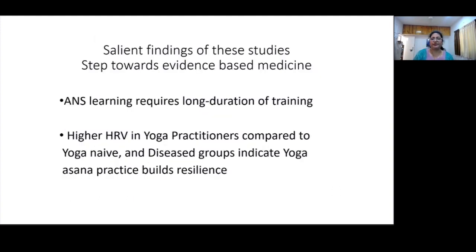2015. So the salient finding of all these studies, as I can see, is a step towards evidence-based medicine for mind-body medicine. Based on these evidences, accordingly we can provide people what they need. So most of the time it is because of the sympathetic overdrive, which increases the overload, which actually is responsible for the allostatic load.